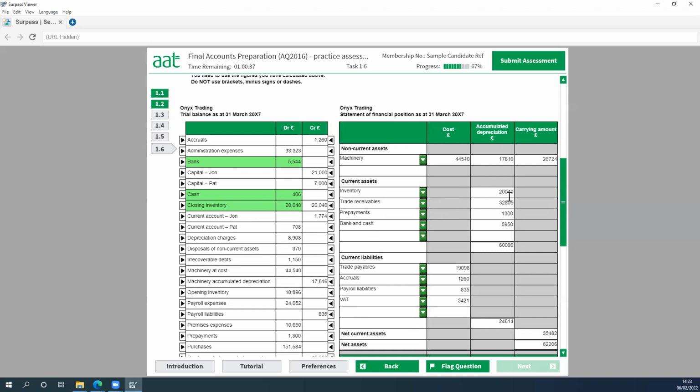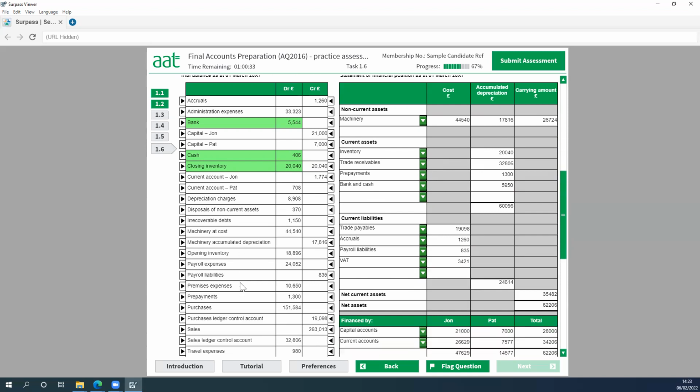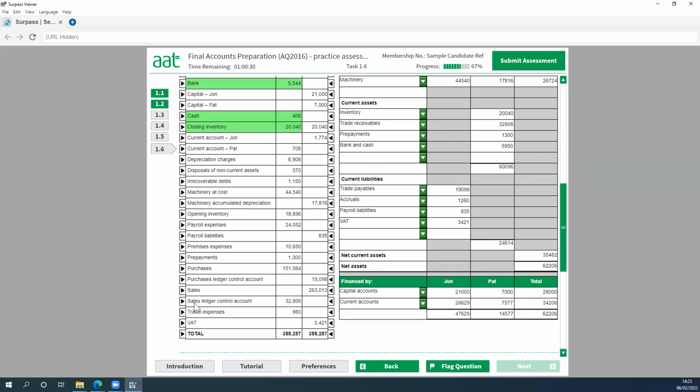That's 20,040. We've then got our trade receivables, our debtors, contained in our sales ledger control account. Our trade receivables owe us 32,806. We've then got prepayments. At level 4, we do trade and other receivables and include them all together, but for these accounts we don't. So we've got a prepayment of £1,300.